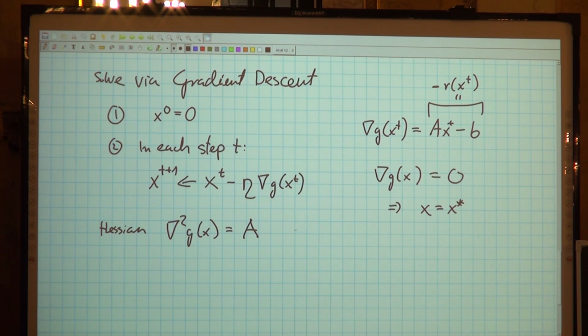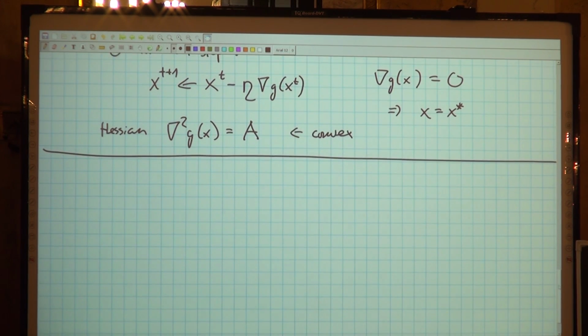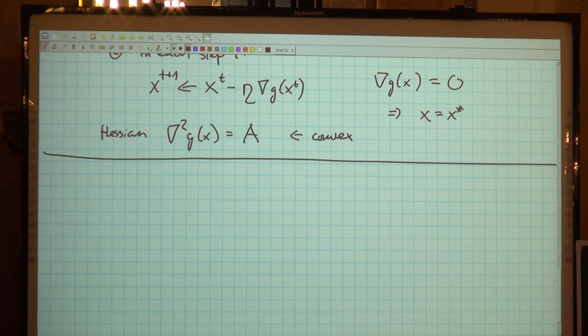So this means in particular that this is convex. Okay, and actually, in a second we will look into this closer, because now essentially we know we have an algorithm. We know that eventually it will get to the right solution. But of course the question is, what is the convergence rate? So how quickly will we actually converge there?